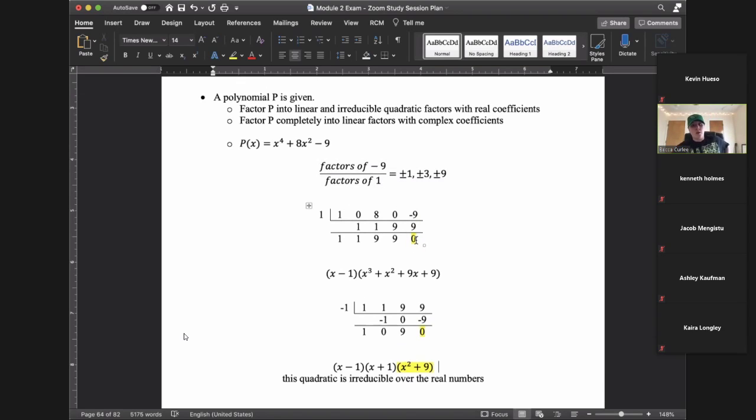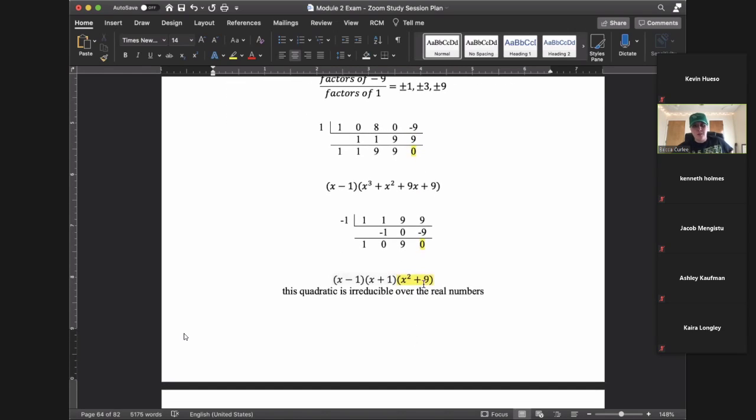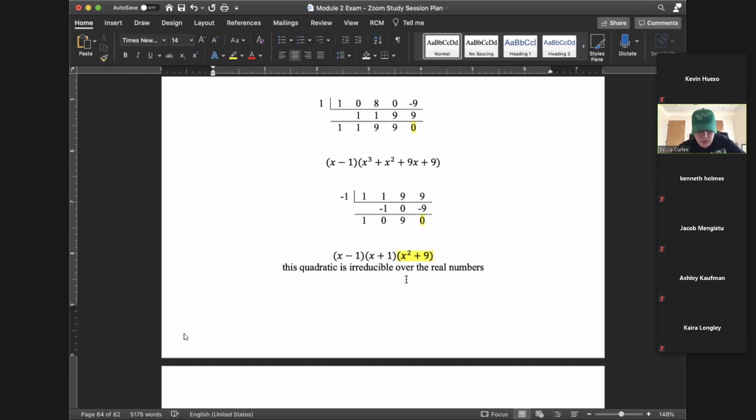So we find out that 1 is a 0 with synthetic division. Then going further, we find out that negative 1 is a 0 with synthetic division. Then we've got x squared plus 9, and we know that x squared plus 9 can't be reduced any further without using complex zeros. So this is the irreducible and the linear terms that they asked for first.